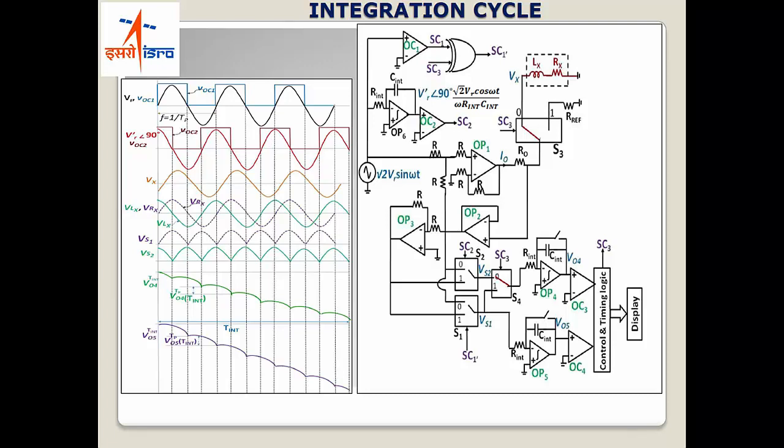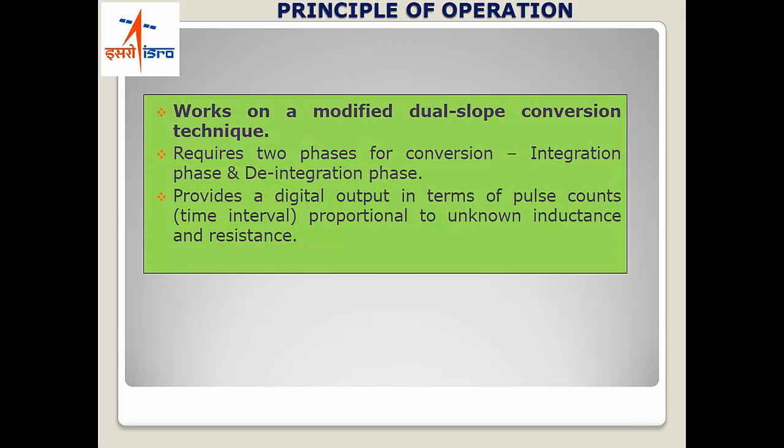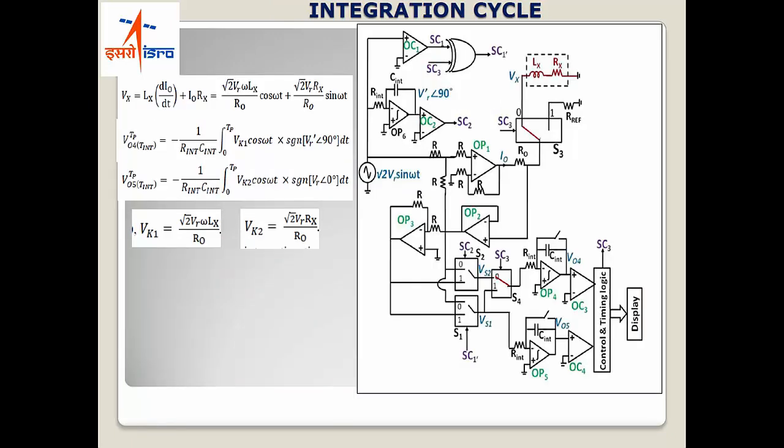Now usually what the dual slope works on is a constant voltage, but here I am not interested in any more constant voltage. I will work on this rectified waveform itself and integrate it using my second stages in order to get an integrated value which is going to be proportional to the unknown Lx, and an integrated value using the second stage which is going to be proportional to the unknown Rx. So the integrator output of OP4 is going to be proportional to the Lx term, this particular term.